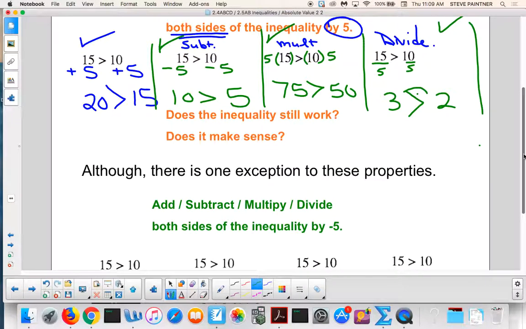So does the inequality still work? The answer is what? Yes. Does it make sense to you? Yes. Okay, just answer yes. Okay, move on.